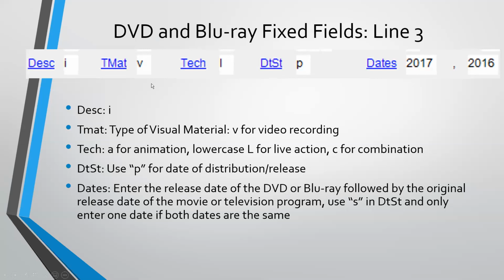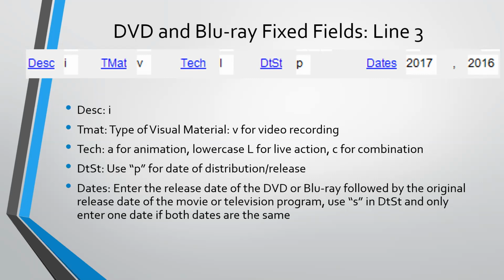TMAT is type of visual materials. V for video recording. This same basic format is used for other kinds of visual materials, like photographs or pieces of art. Tech, there's 3 options that you're going to want to use here. This is L for live action, A for animation, or C for combination. So Who Framed Roger Rabbit is a combination of live action and animation. So in that case, you would use a C.